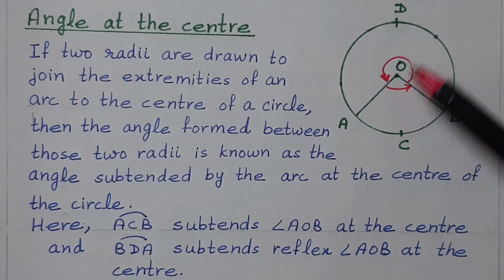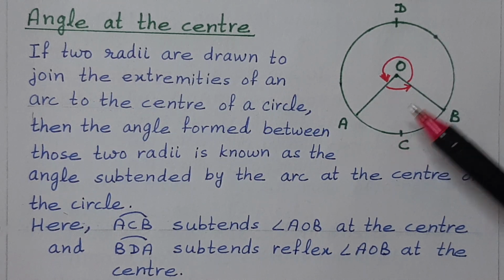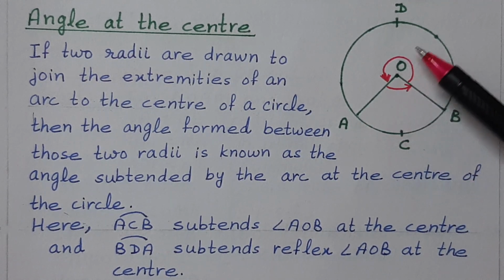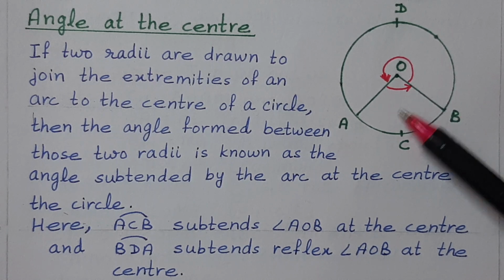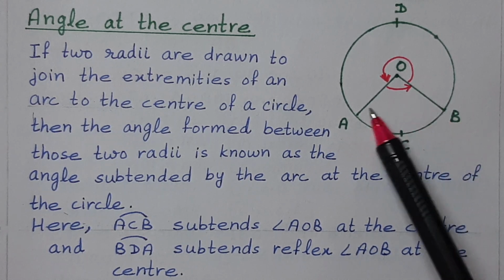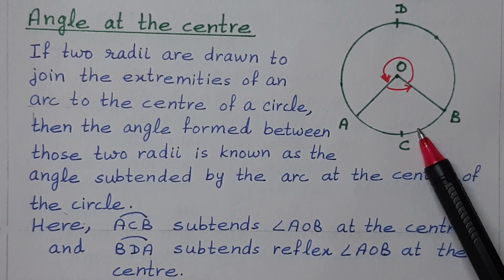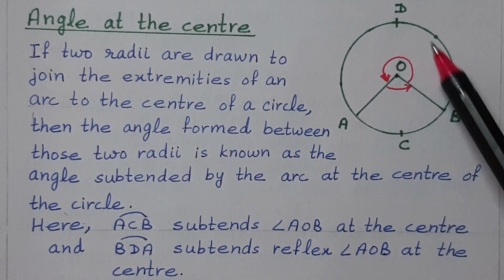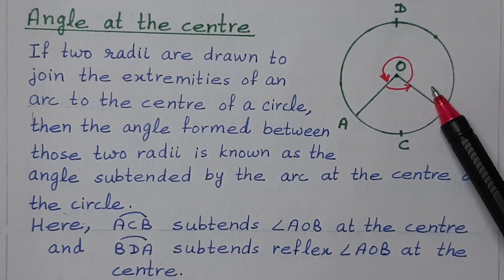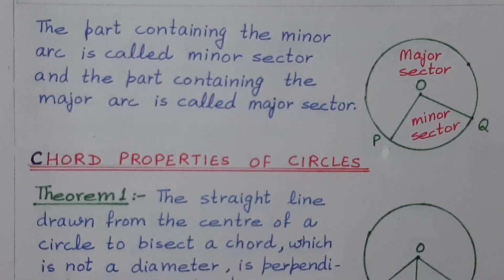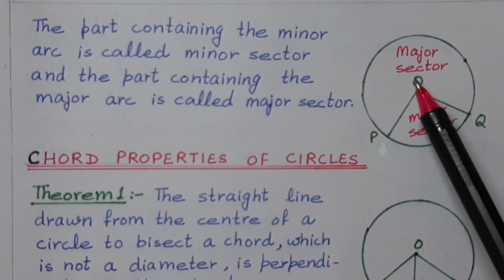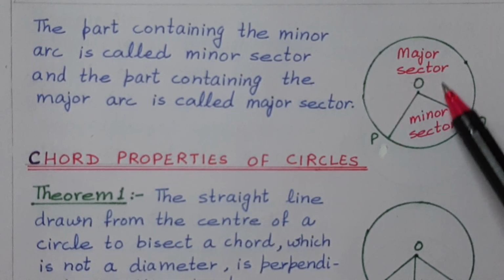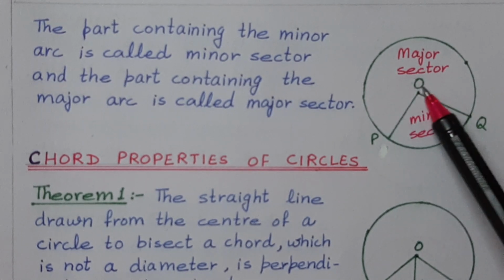Now students, one more thing here. The angle AOB is dividing the circle again into 2 parts. Here the minor part is known as the minor sector. Clear? And the major one is known as the major sector. Clear? You can see here POQ is the minor sector and POQ, the reflex angle, this area is the major sector.